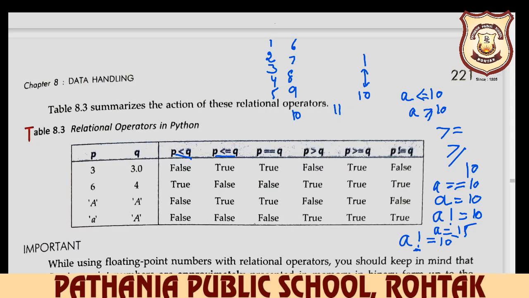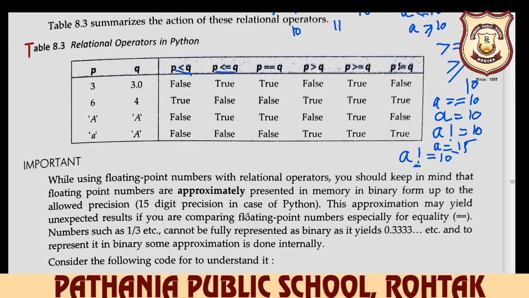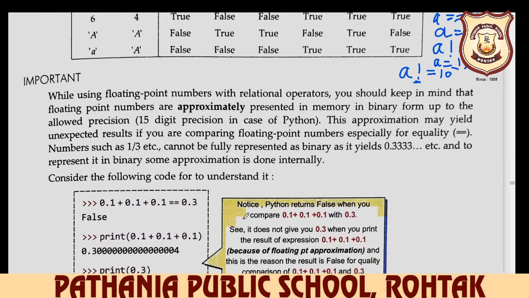One more important point: while using floating point numbers with relational operators, you should keep in mind that floating point numbers are approximately represented in memory in binary form up to the allowed precision, 15 digit precision in the case of Python. This approximation may yield unexpected results if you are comparing floating point numbers, especially for equality. And equality means you are using double equal.